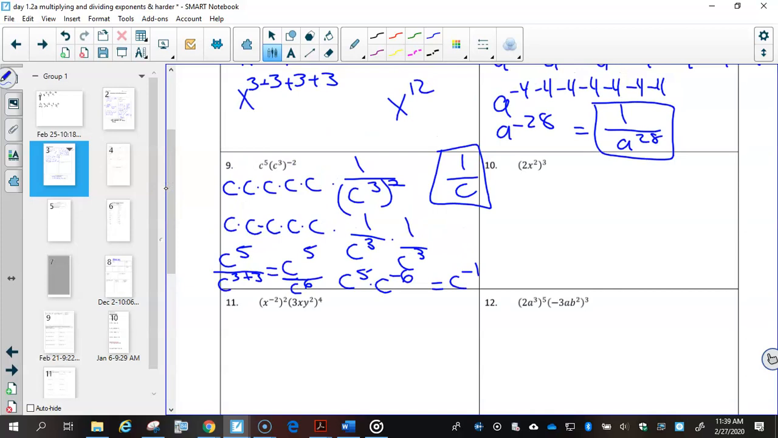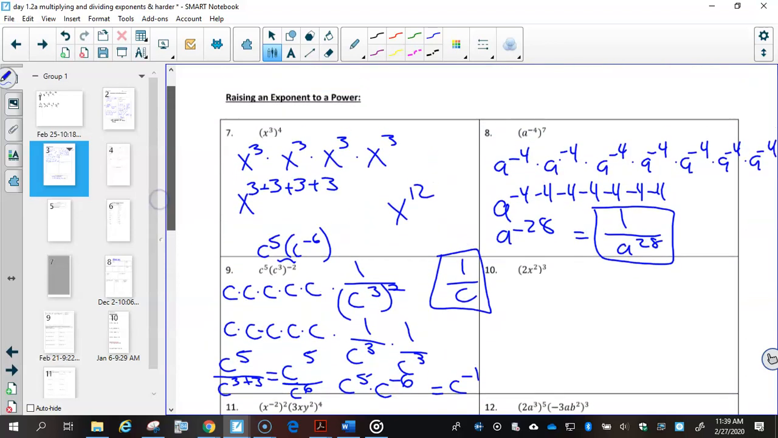If we had gone back and actually used our rule here, I'm raising an exponent to another exponent, I could have multiplied my exponents and then added my exponents, so I really didn't need to do all of this. For these, if you multiplied 3 and 4, you would have got 12. You multiplied these two, you would have got negative 28 and then had to flip it. So if you know your rules, this works a lot faster.